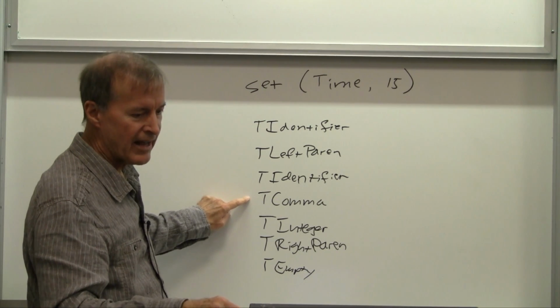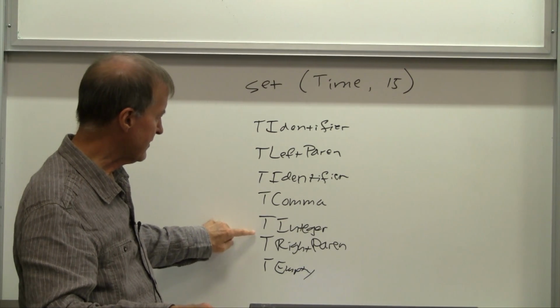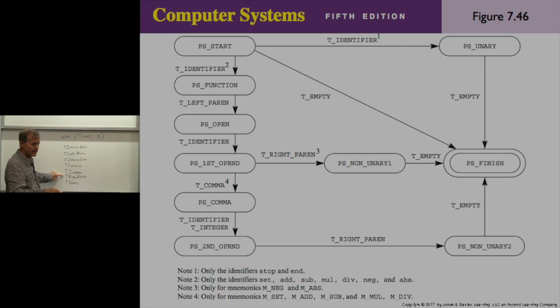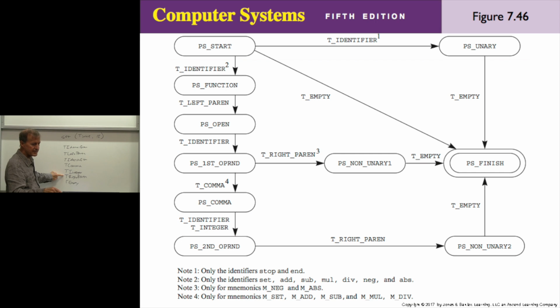PS comma. And now look, what's the next thing that we scanned? A T integer. But now look, so we can go on either a T identifier or a T integer to what state? PS second operand. And then now a scan on what? Right paren will take us to where? PS non-unary 2. And then what? TMT will take us to what? PS finish.